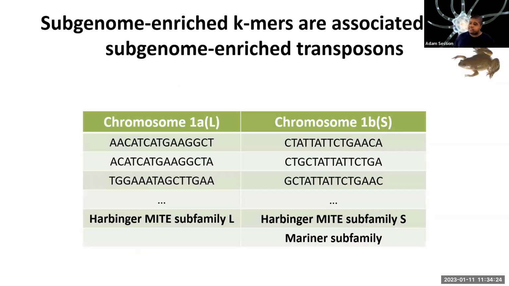And so in the case of Xenopus, we're able to find multiple families, one of which was this Harbinger subfamily, which was an ancient Xenopus subfamily that had unique expansions in the L and the S progenitor species. But specifically, the Mariner subfamily was the most interesting because it was something that was exclusive to S. It gave us a roughly 2 kb consensus sequence that would only be on one set of chromosomes.